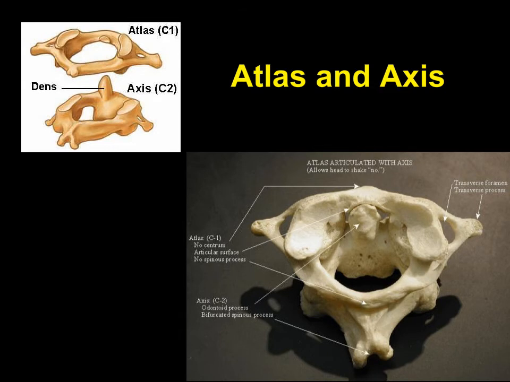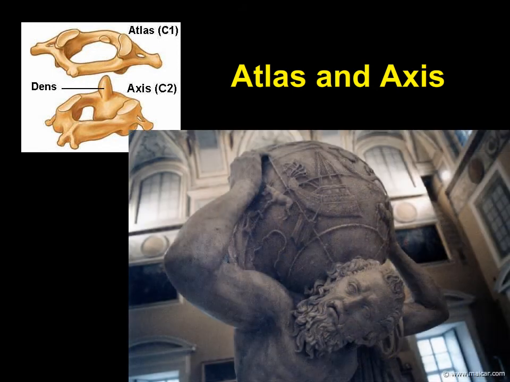So in the last slide we showed a very generalized picture of a vertebra that was probably from the thoracic region of the vertebral column. Now we're going to look at two very specialized vertebrae that are found in the neck, and that is the atlas and the axis. The first cervical vertebra, C1, is called the atlas. If you remember back to your Greek mythology, Atlas was the guy who was commanded by Zeus to carry the world on his shoulders. And that's basically what the first cervical vertebra is doing.